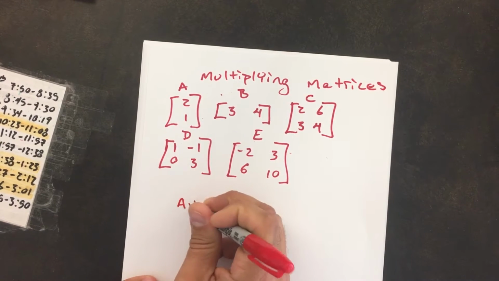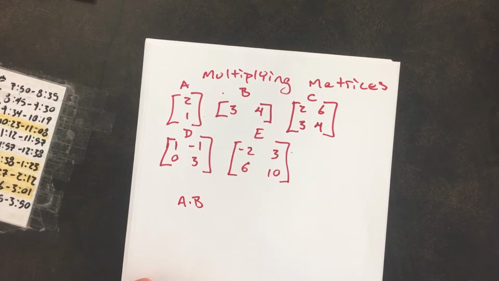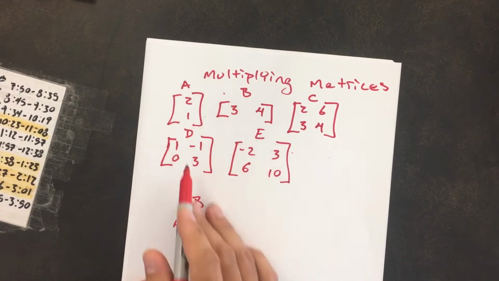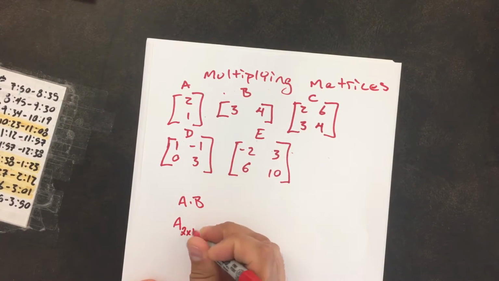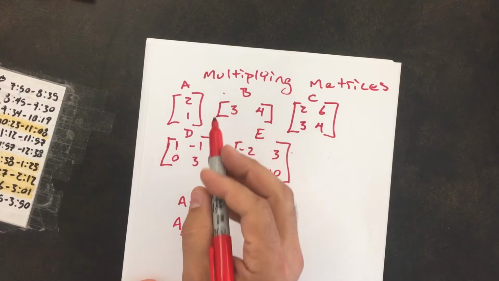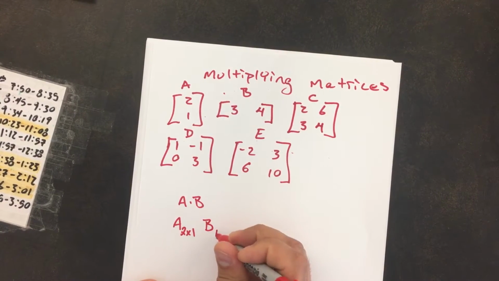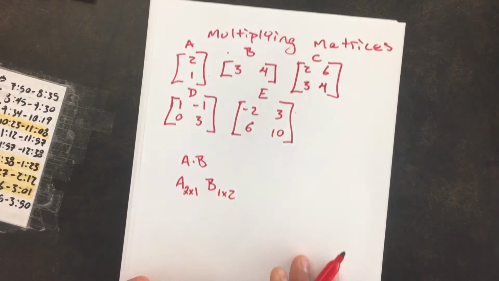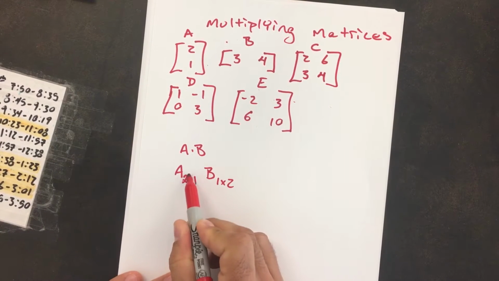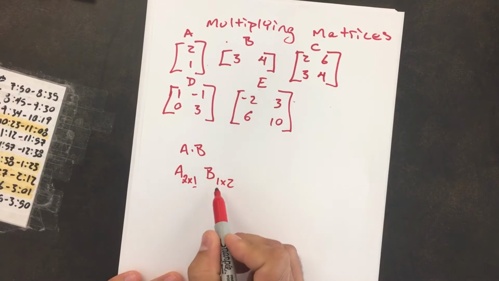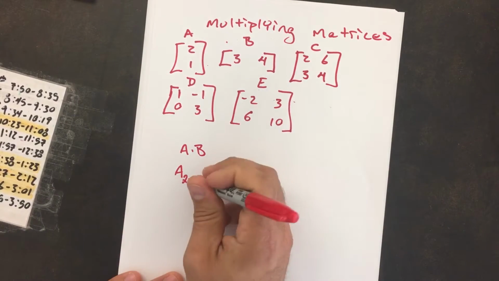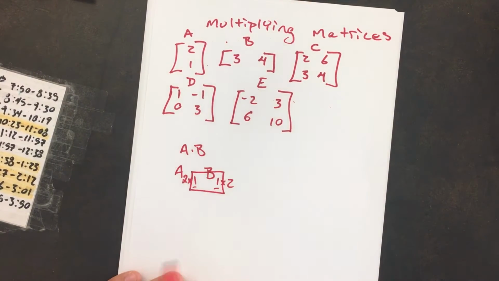If it tells me A times B, I'm going to look at the name of A. A is a matrix that has 2 rows and 1 column. So this is A, 2 by 1. B is a matrix that has 1 row by 2 columns. So it's a 1 by 2. So the columns in my first matrix have to match the rows in my second matrix, and I'm going to put a box around them. They're 1 and 1. They do match. That means that I can multiply these two together.